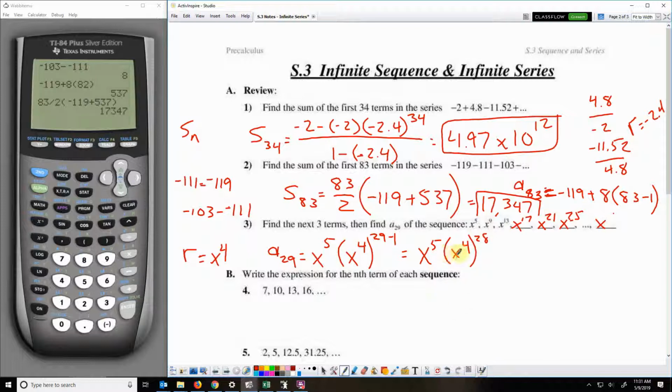Now when I raise a power to a power, and I have to do this first by order of operations, I take care of that exponent. I multiply those exponents, 4 times 28. So I have x to the 5th times x to the 112th power. And when I multiply x to the 5th by x to the 112th, I add the exponents and get x to the 117th.